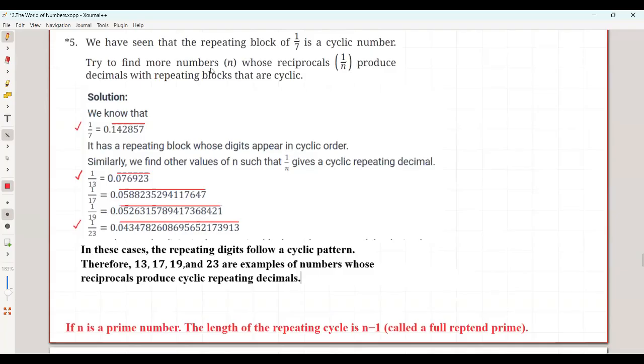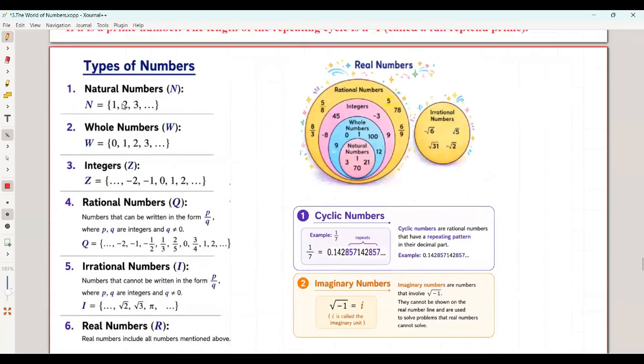One more thing: everything is following the cyclic number, meaning the same digits repeat again and again, an infinite number of times. Now try to find more numbers n whose reciprocal is 1 by n. If you take 13, the reciprocal is 1 by 13, then 1 by 17, 1 by 19, 1 by 23. We have taken all these numbers, and their reciprocals produce cyclic repeating decimals. Wherever a star mark is given, these are higher order questions, so we have to think a lot and answer. With this, exercise 3.5 is completed.